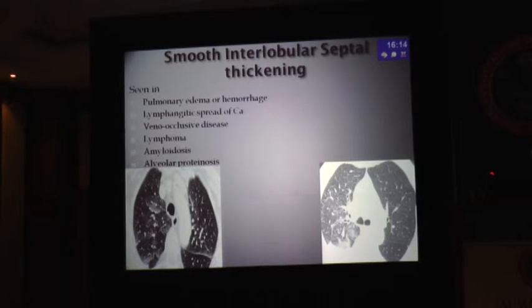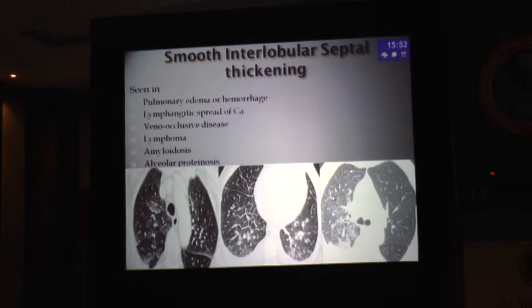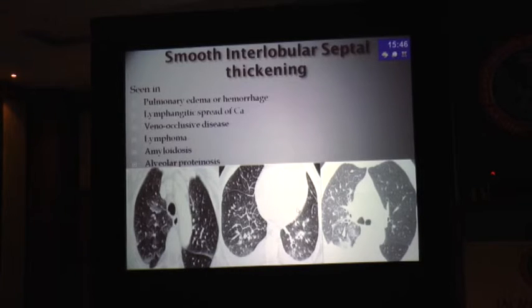And this is again a different case, showing you a pattern along the interstitium. There is thickening. This is interlobular interstitial thickening. We can actually identify lobules. These are lobules being identified, typically 1 to 1.5 centimeter in size. So these are all different cases. This is a case of pulmonary hemorrhage, pulmonary edema, and this is a case of lymphangitic spread of tumor.